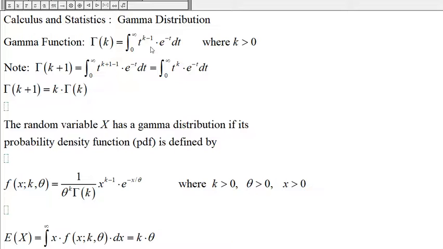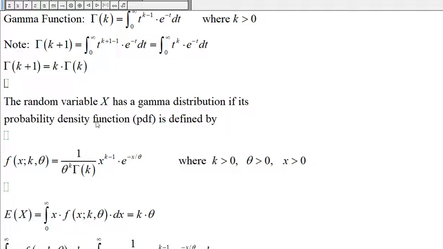Recall that this is the gamma function, and so this is gamma k. If we do gamma k plus 1, then in the place of k here we have k plus 1 and then minus 1, which is just k. And so the integral from 0 to infinity with the integrand t to the k times e to the minus t, this is gamma k plus 1. And then also recall the formula gamma k plus 1 is equal to k times gamma of k.